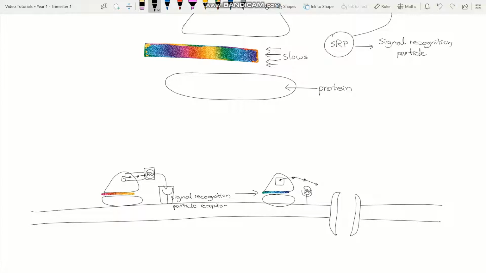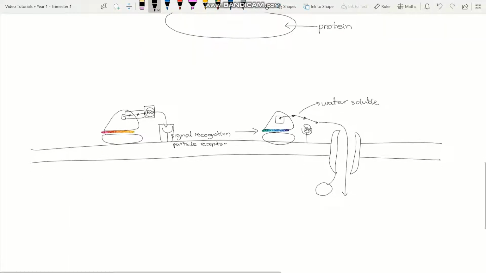Now, the function of this channel depends on the particular function or manner of the protein. If the protein is a water-soluble protein, then it will be able to pass straight through the protein translocation channel into the lumen of the endoplasmic reticulum.